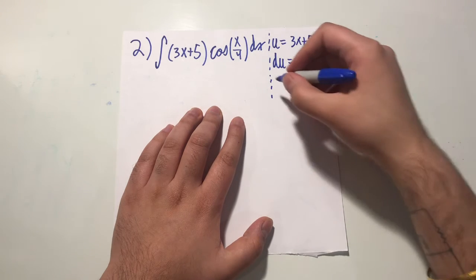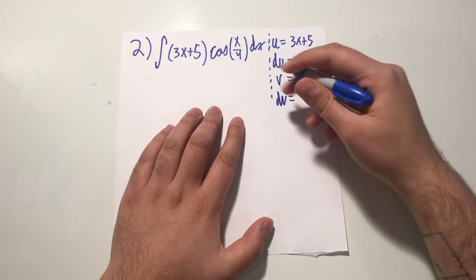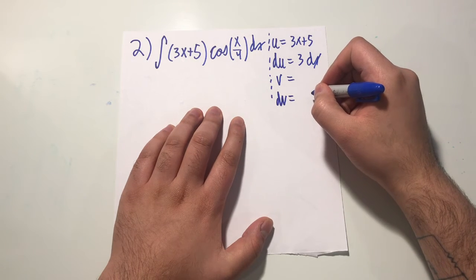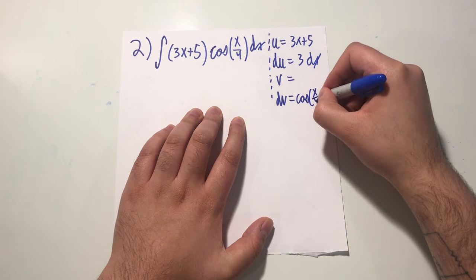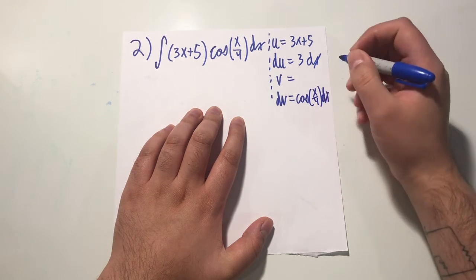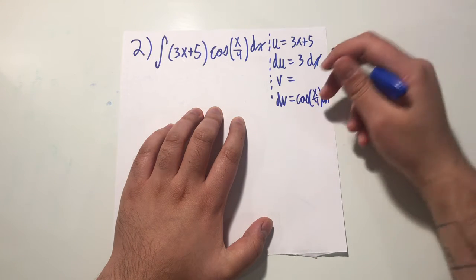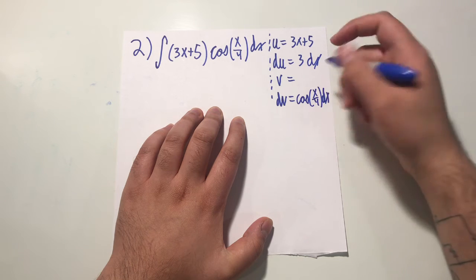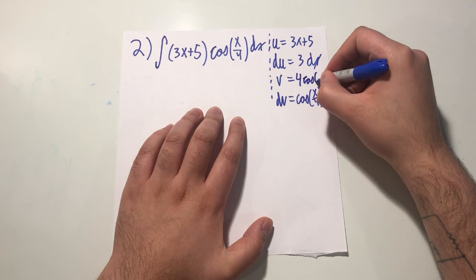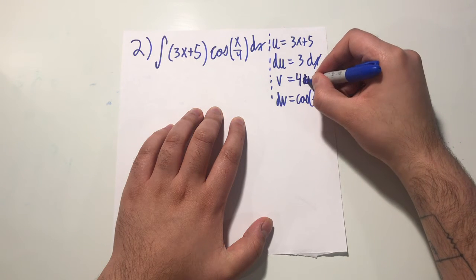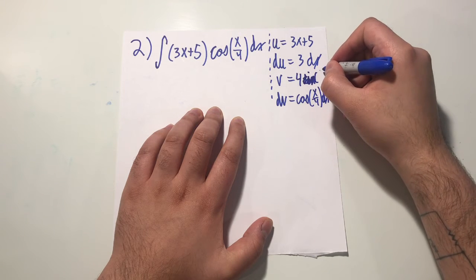Next, what is v and dv? So dv is going to have to be my cosine x over 4 dx. And in order to integrate that, what's the integral of a cosine? We're going to get sine, and because of the x over 4 here, we're going to get on the outside a 4 sine, that's meant to be a sine, x over 4.